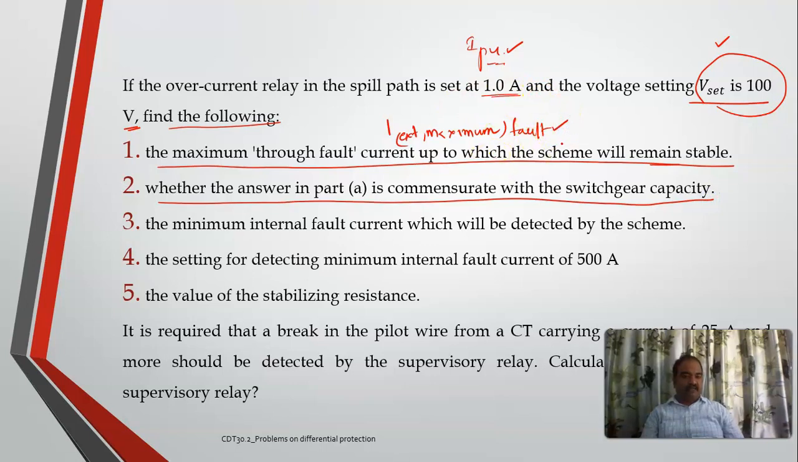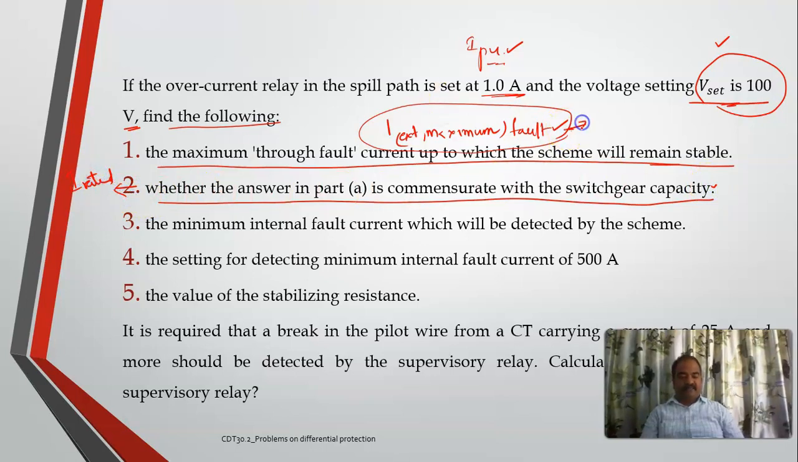Whether the answer in part A is commensurate with the switchgear capacity. Whether the current which you are calculating for this setting voltage and for this pickup current can hold the system or not, or whether the system can hold this current. Sometimes your rating may be less when compared to the actual calculated current. So in that case, you need to adjust your setting. See, here what you will calculate is the rated current.